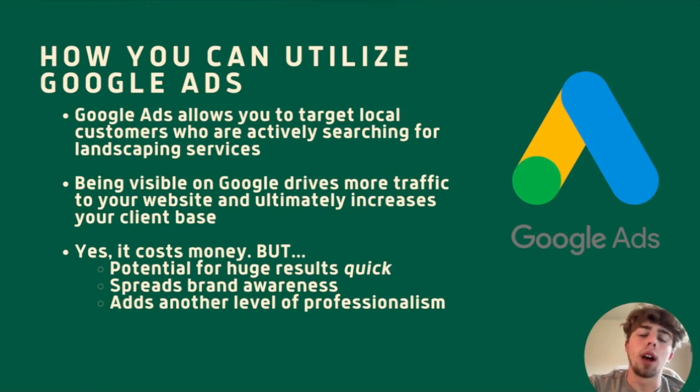So how can you utilize Google Ads? Google Ads, like I said, allows you to target local customers who are actively searching for landscaping services. So Google Ads is an intent-based marketing platform. Now, what intent-based means is that it's showing ads to people who are showing intention to purchase. The difference here is it's not an interest-based platform. Facebook ads, which I'll cover in the next episode, is an interest-based platform. You're targeting people based off what they're interested in, not what they're showing an intention to purchase.